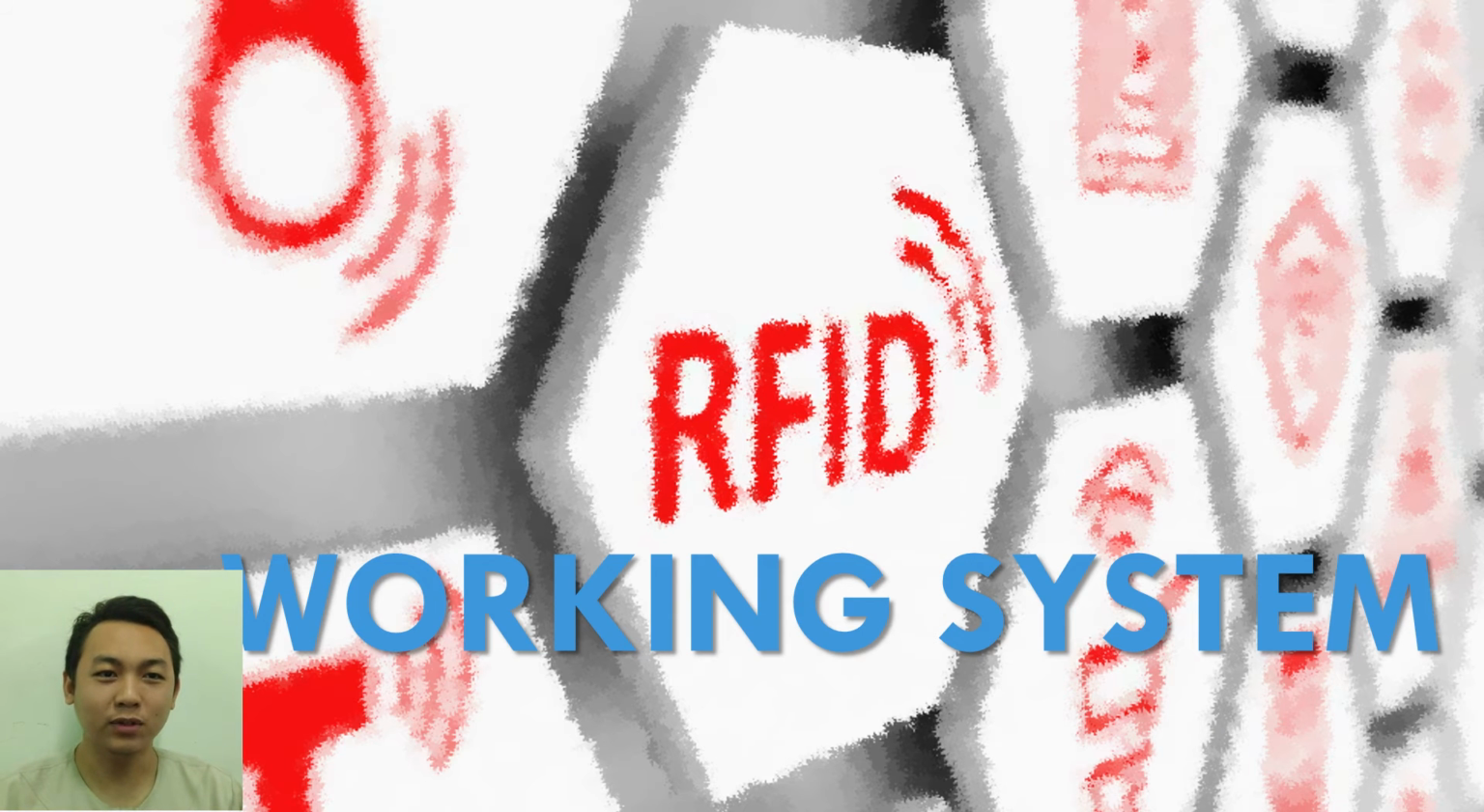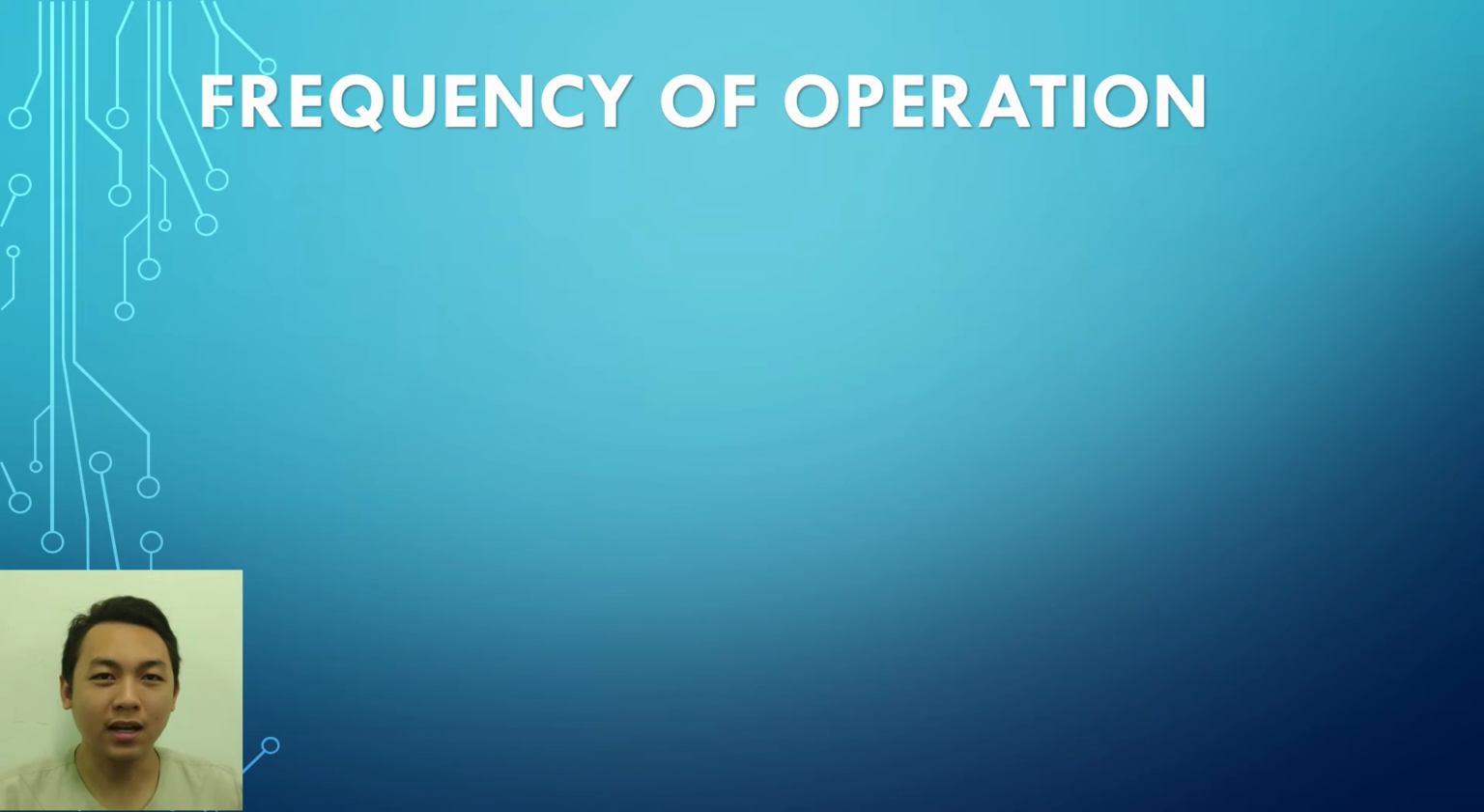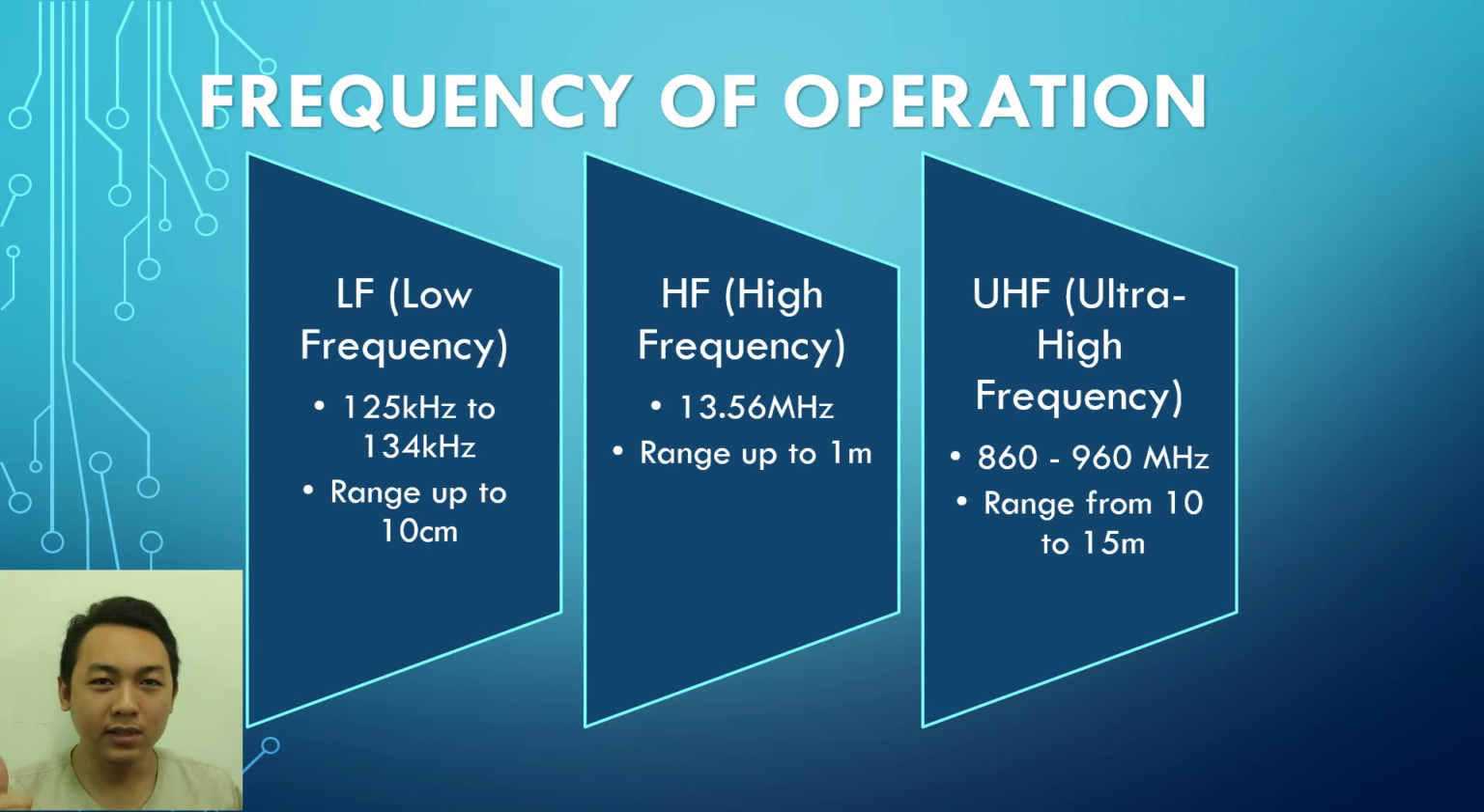So now let us see the working principle of this RFID system. But before we see the working principle, first let us have a look at the different frequencies at which these RFID tags operate. Mainly, RFID tags operate at three types of frequencies: first, low frequency, second, high frequency, and third, ultra high frequency. The range of frequency of operation varies between countries, but the majority of countries use these frequencies for the operation of RFID tags.